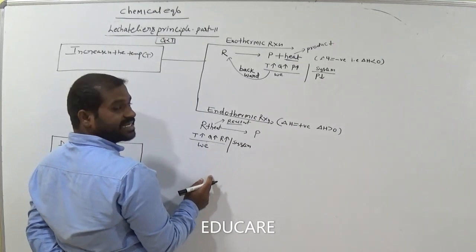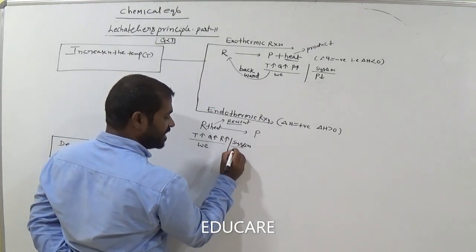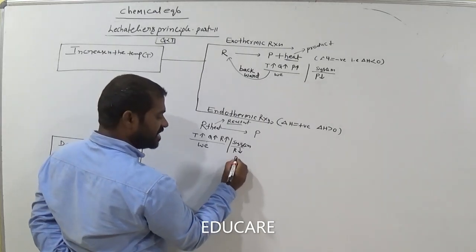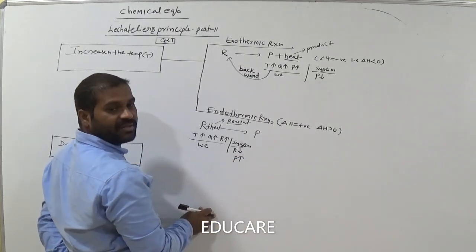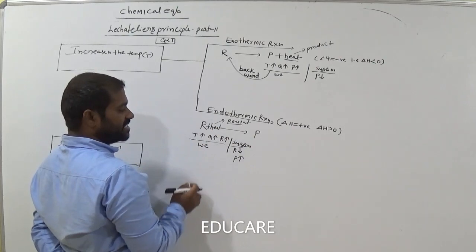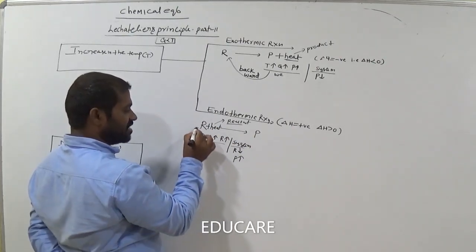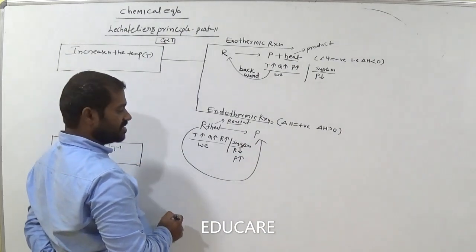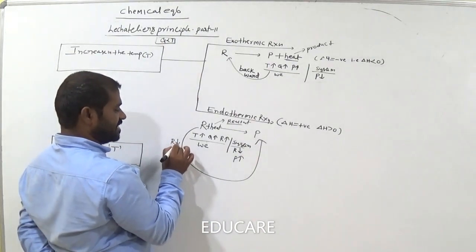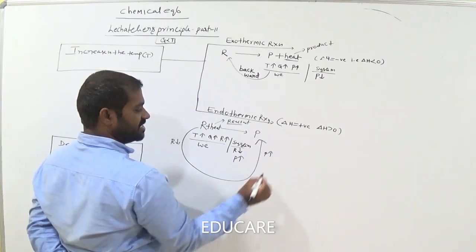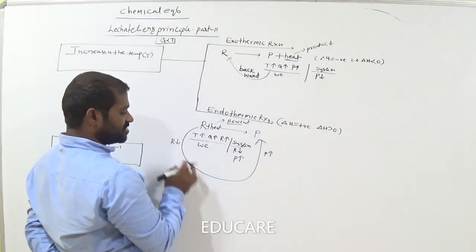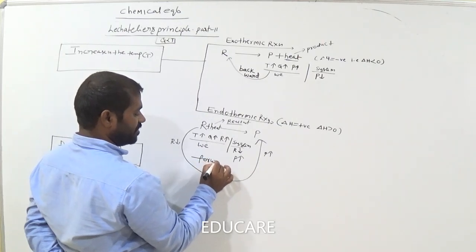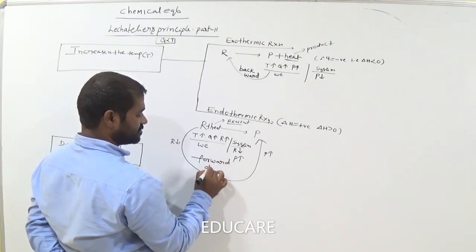So we increase the reactants concentration. Now the system tries to decrease the reactants concentration. Decrease reactants concentration means it increases the product concentration. Am I right? So now this is the product and reactant. Here the reactants concentration decreases, product concentration increases. Am I right? So that means which direction is it? Clearly forward direction.